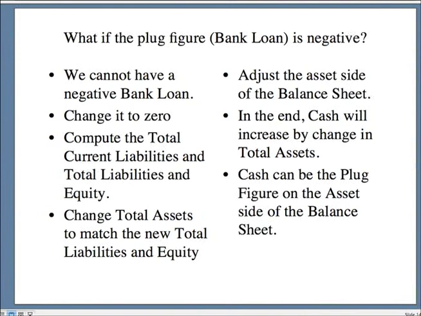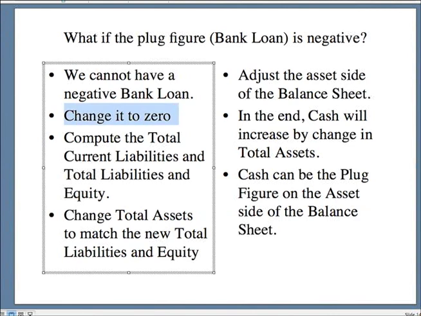Now, one thing that can happen is, what if the bank loan had been negative? Well, you can't have a negative bank loan. So what we're going to do is we'll change it to 0. We'll compute the total current liabilities and total liabilities and equity over again. So recompute it, because now the total current has changed. We'll move the total liabilities and equity number over to total assets.